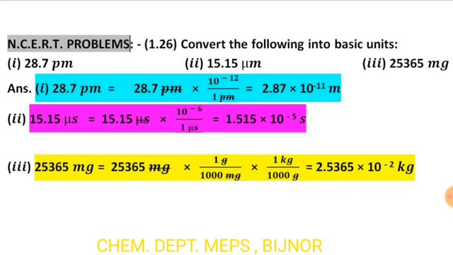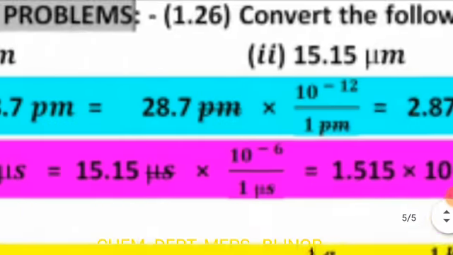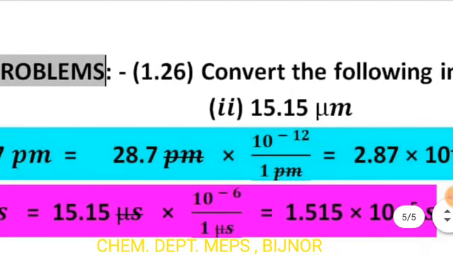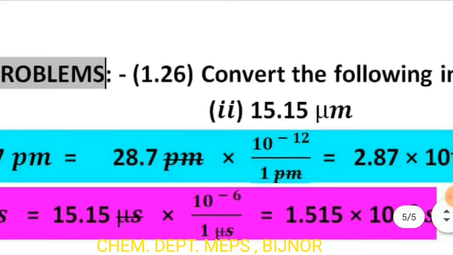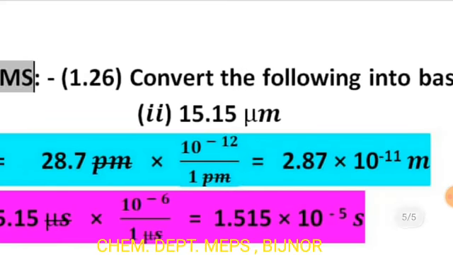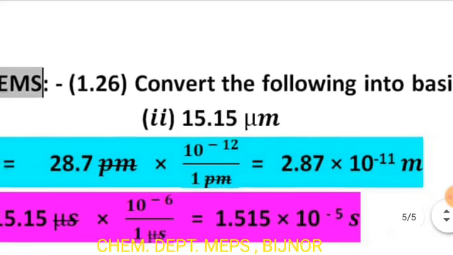So in the first case, 28.7 picometer. Student, 1 picometer is equal to 10 to the power minus 12 meter. So 28.7 picometer multiplied by 10 to the power minus 12 divided by 1 picometer. Picometer cancels picometer. After the multiplication, the basic unit answer is 2.87 into 10 to the power minus 11 meter.